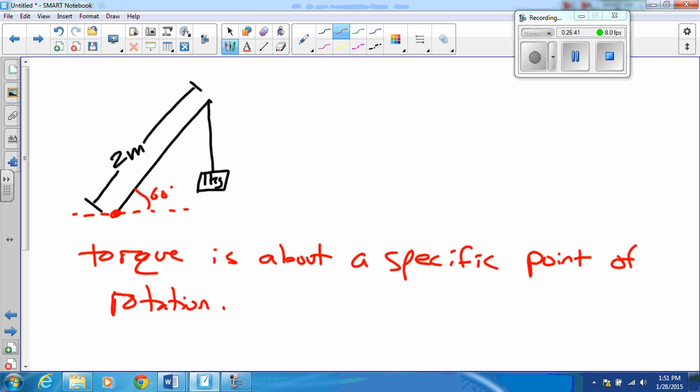Torque is about a specific point of rotation. You can measure torque about any point of rotation that you desire, but usually the problem will ask you about a specific point. In this particular case, we are interested in the torque about point O, our origin, which is the point at which the pole is sticking into the sand. So the question for us is, what is the torque about O?